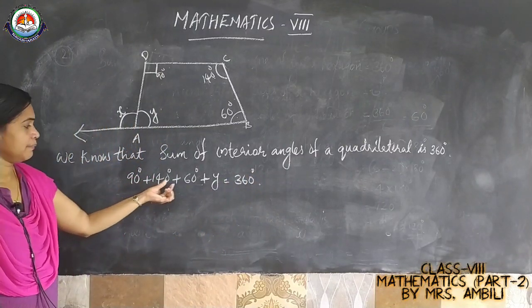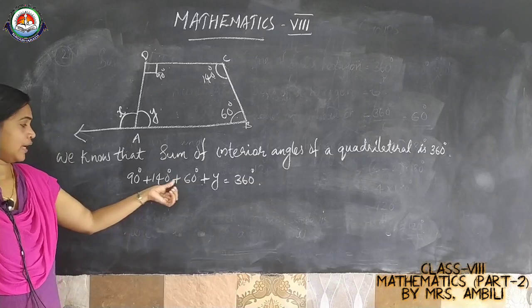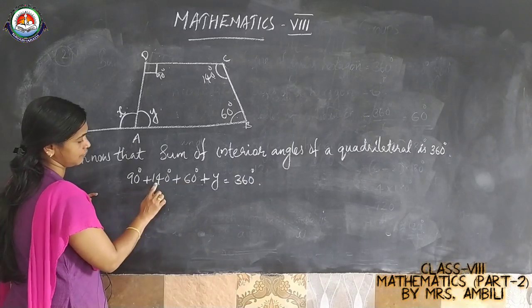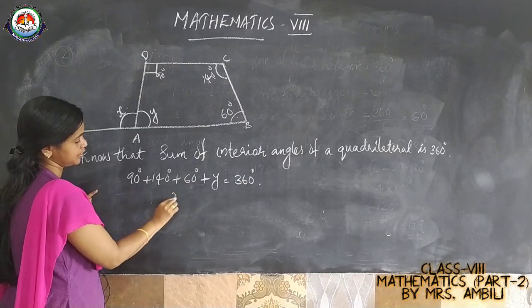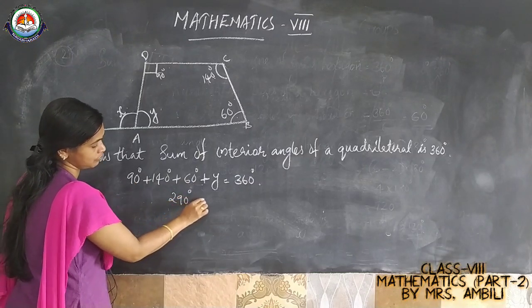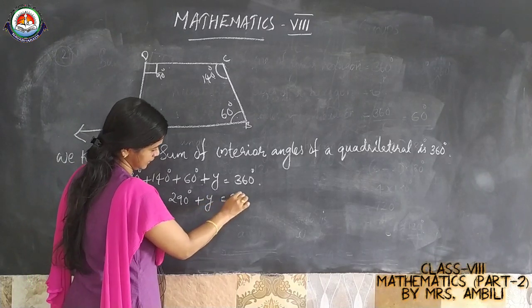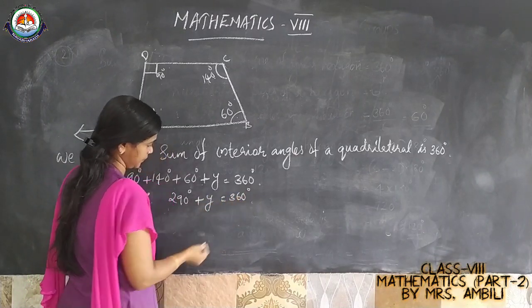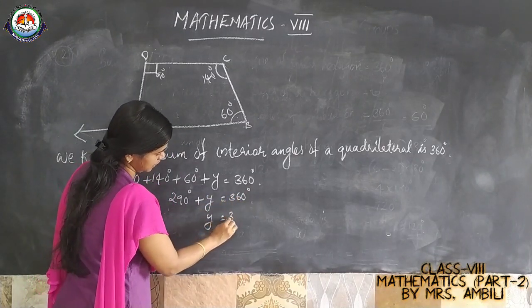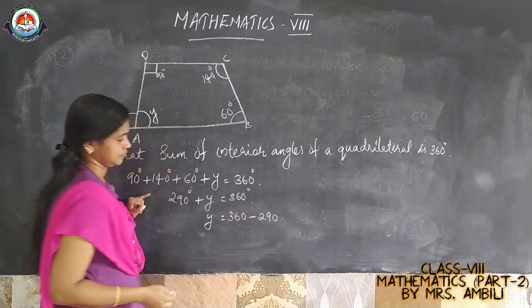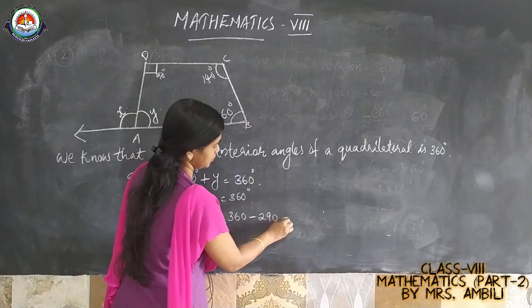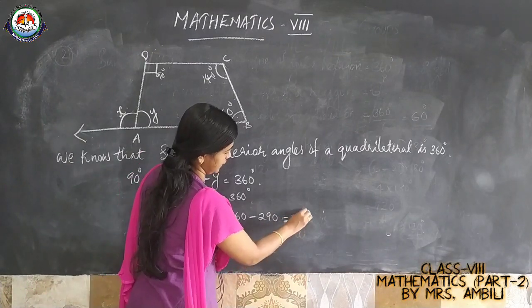Okay, so 140 plus 60, 200 plus 90, 290 plus y equal to 360 degree. Okay. So, y equal to 360 minus 290, that is equal to 70 degree.